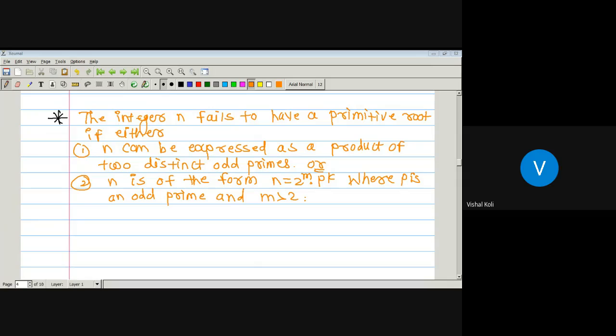Okay, so here we have to prove that the integer small n fails to have a primitive root. That is, the integer n has no primitive root if n is of the form product of two distinct odd primes, that is p and q are two distinct primes and n is nothing but p into q. If it is in that form, we have to prove that n has no primitive root, or if n is in the form 2 raised to m into p raised to k where p is an odd prime, then also n has no primitive root modulo n. That is what we have to prove. See the proof.